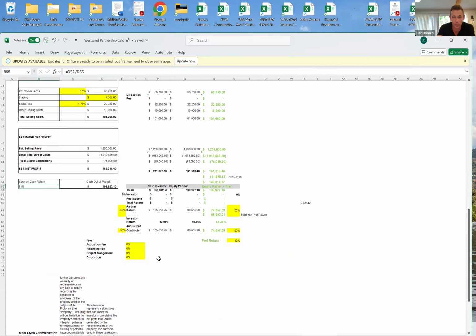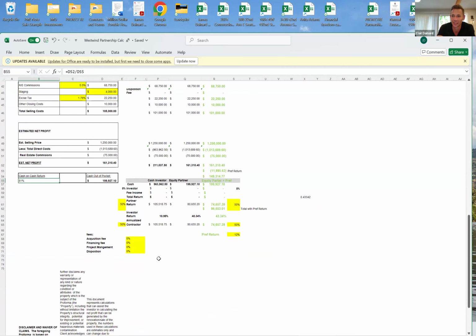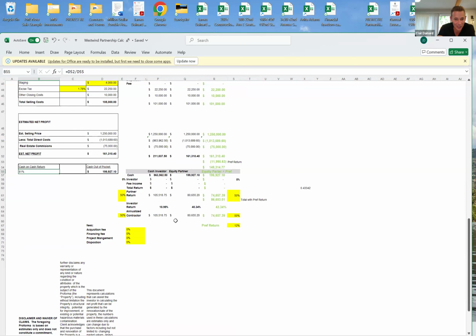Did you get this from us? No, from someone else, from a wholesaler. Hey, the good wholesaler keep. So 161,000, 81% cash on cash return, great deal.